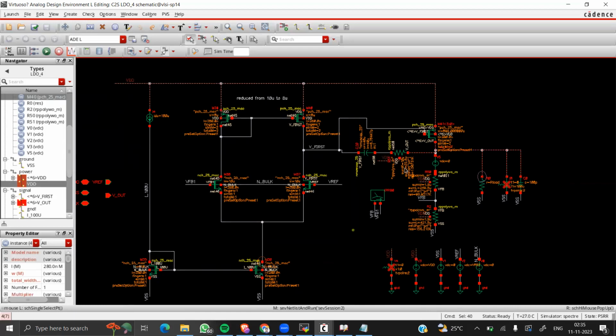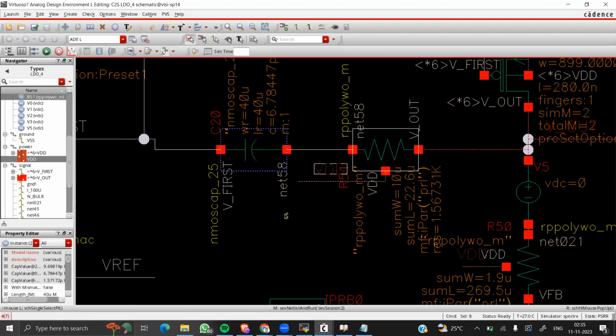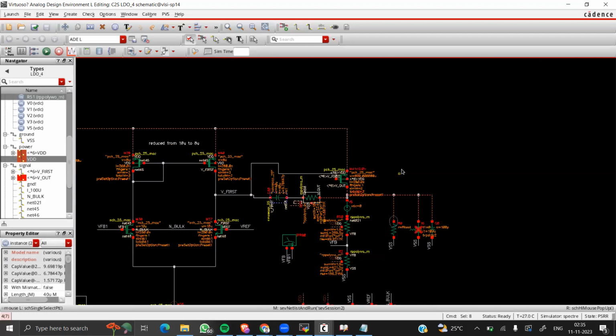We see that this system, when including a pass transistor, becomes a two-pole system. Hence, it is very essential for us to have a good phase margin, so we have to use Miller compensation. The R and C shown here are used for Miller compensation.